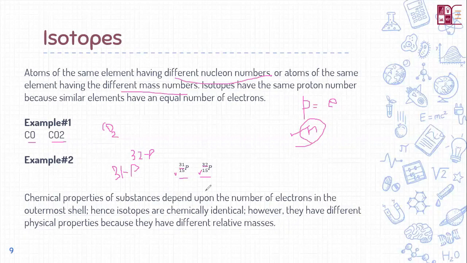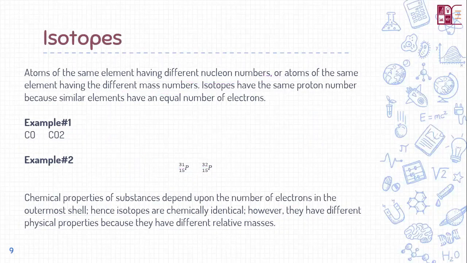The chemical properties of substances depend upon the number of electrons in the outermost shell, and hence the isotopes are chemically identical because they have the same number of electrons. However, they have different physical properties because their relative masses are going to differ because of the change in nucleon number or mass numbers. Coming to the next slide now.